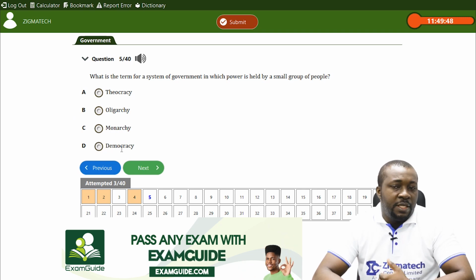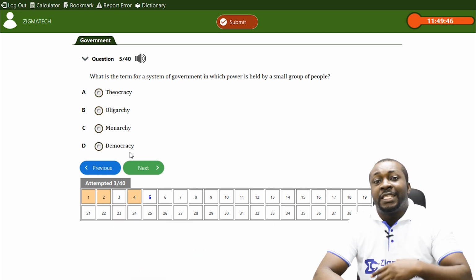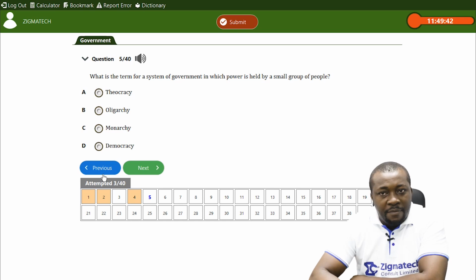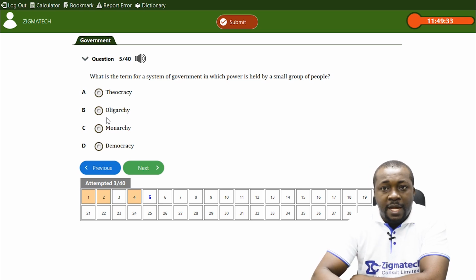Now, democracy is a form of government in which supreme power is vested in the people. So you're talking about the people here. So it can be the answer. But look at option B. Oligarchy is a form of government where few people rule, especially in their own interest. So oligarchy is the answer. The question is a definition of oligarchy.